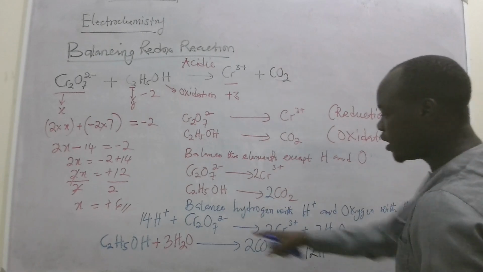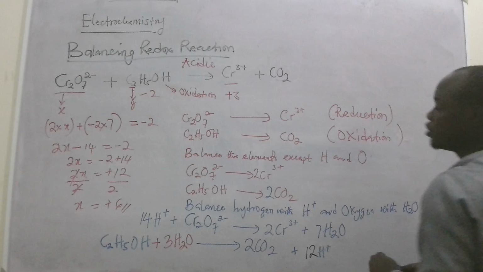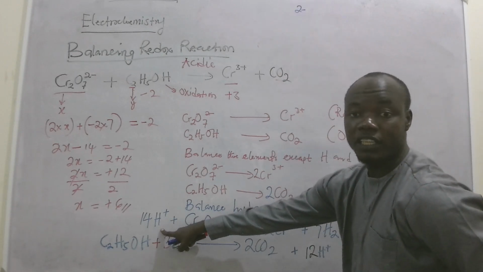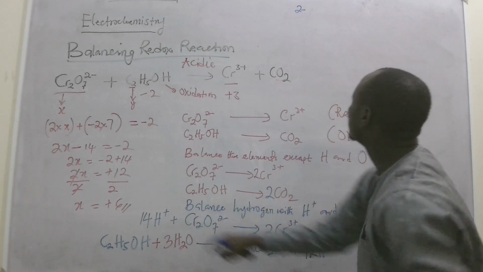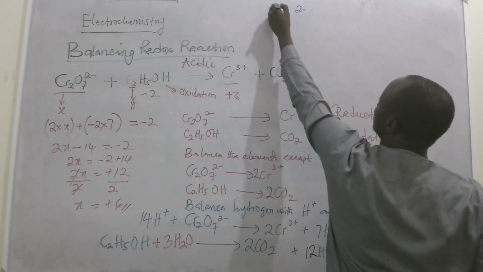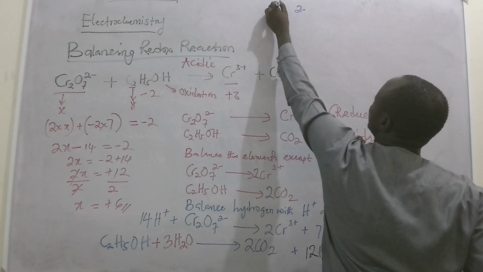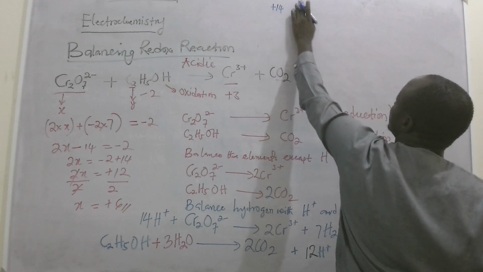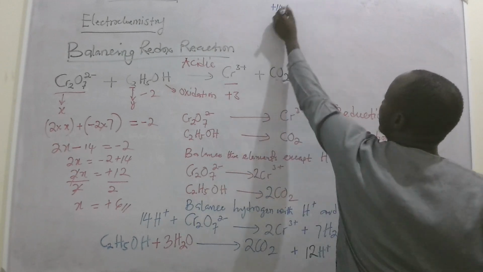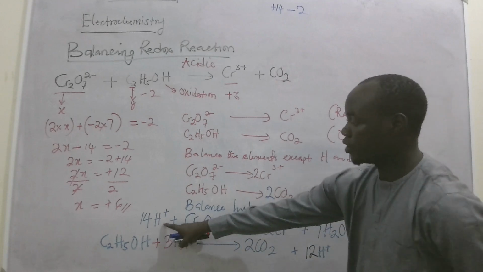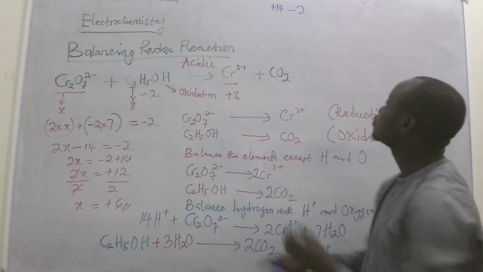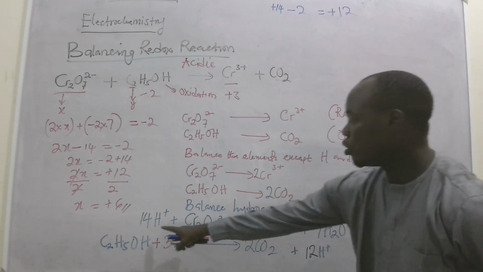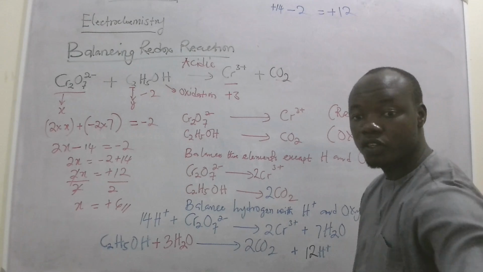You can see clearly here chromium has 2 minus, and we have 14 hydrogen ion. So it's plus there. So it will have plus 14 electrons. So 14 electrons and then minus 2. This will give us plus 12. So we have 12 electrons here.